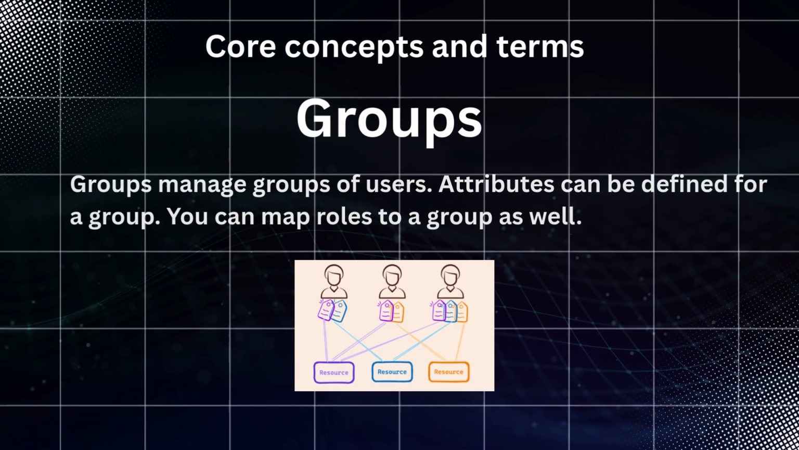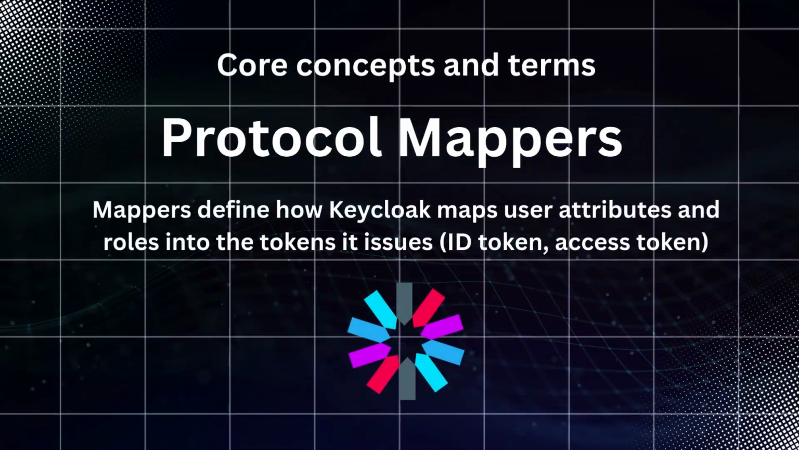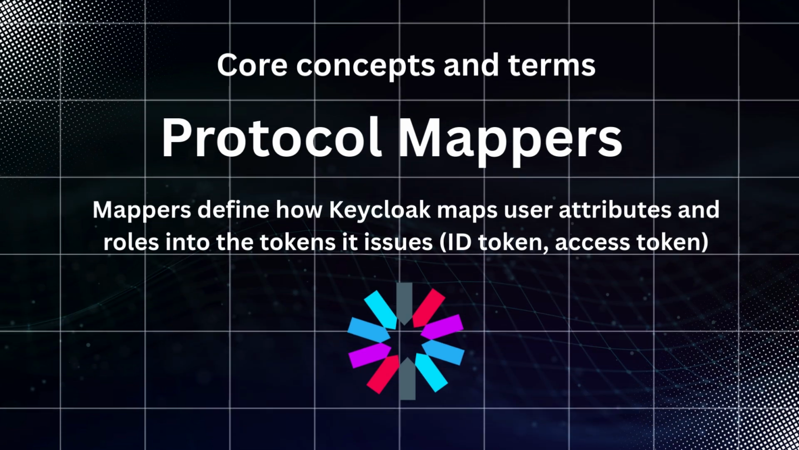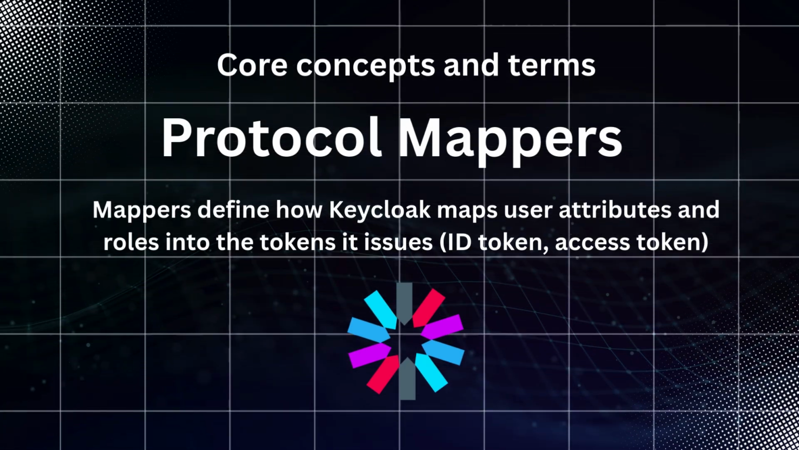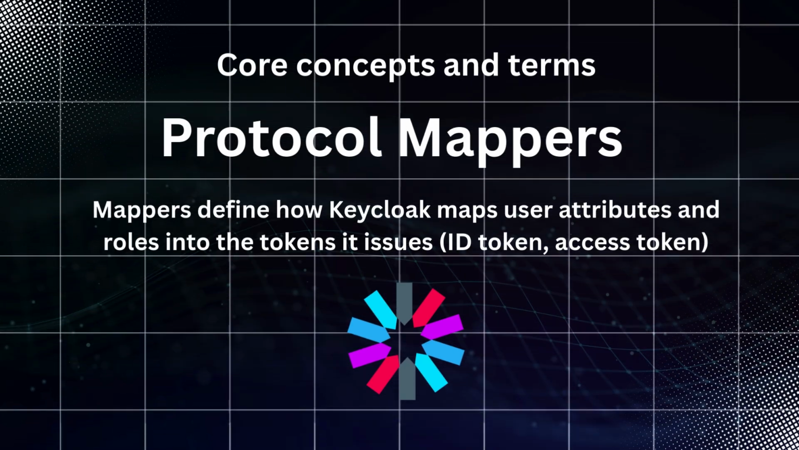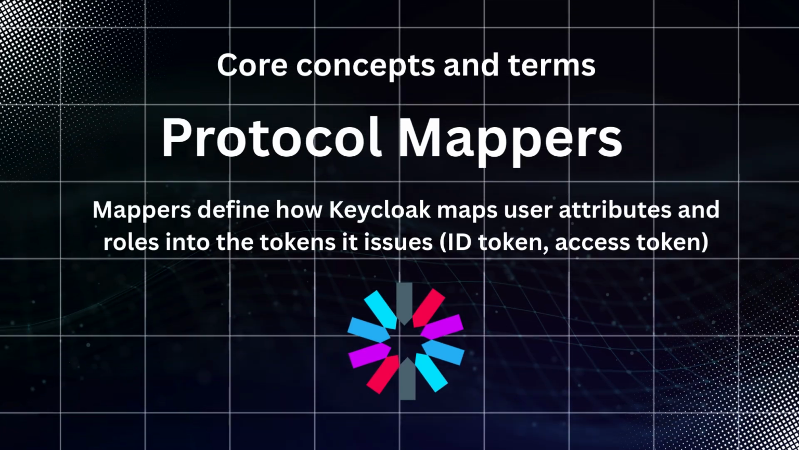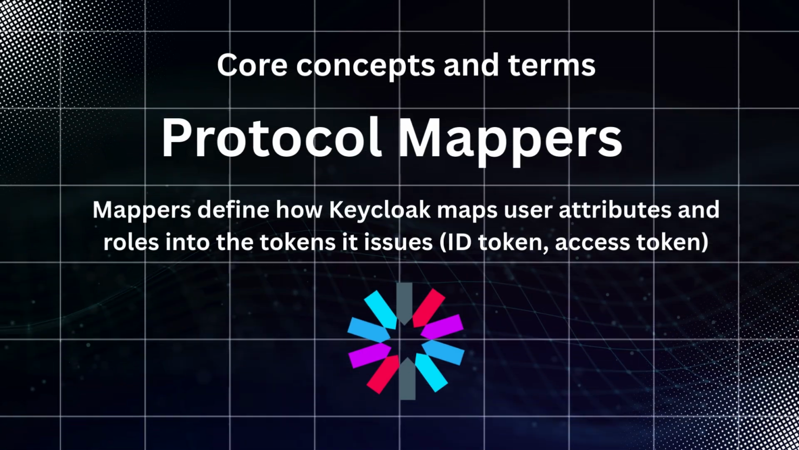Then we have protocol mappers. Mappers identify how Keycloak maps user attributes and roles into the tokens it issues, like the ID token or access token. You do this per client by creating and configuring protocol mappers, which is useful for customizing token contents. For example, a mapper adds a user's department and email to the access token for backend authorization.